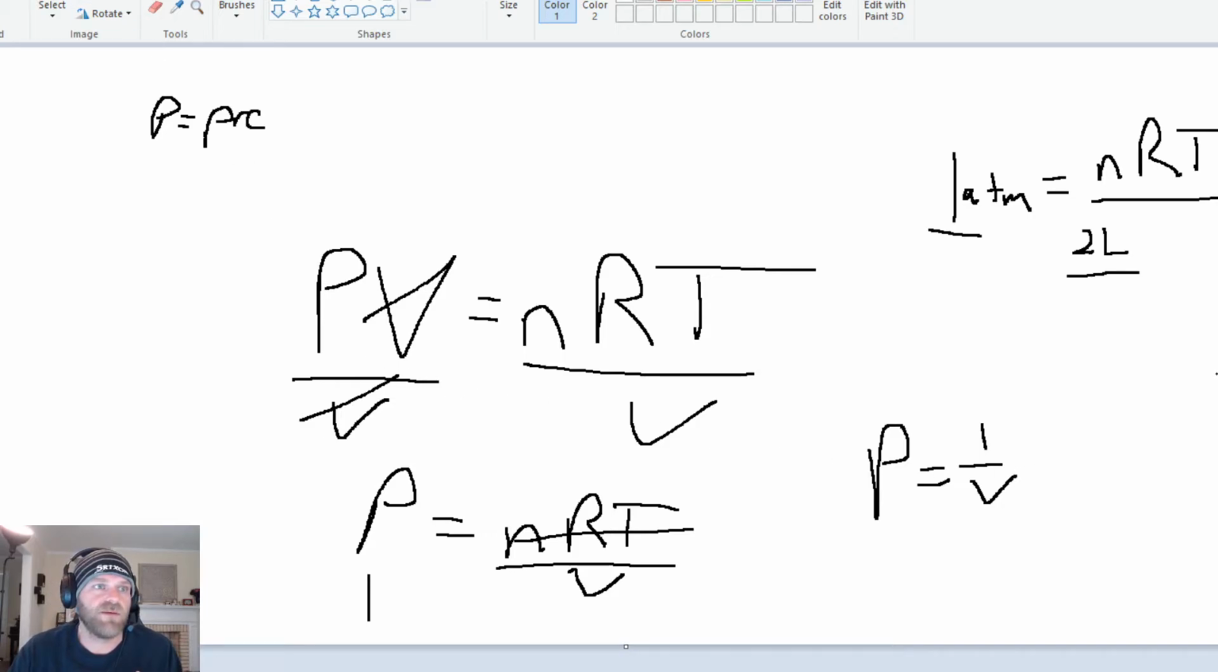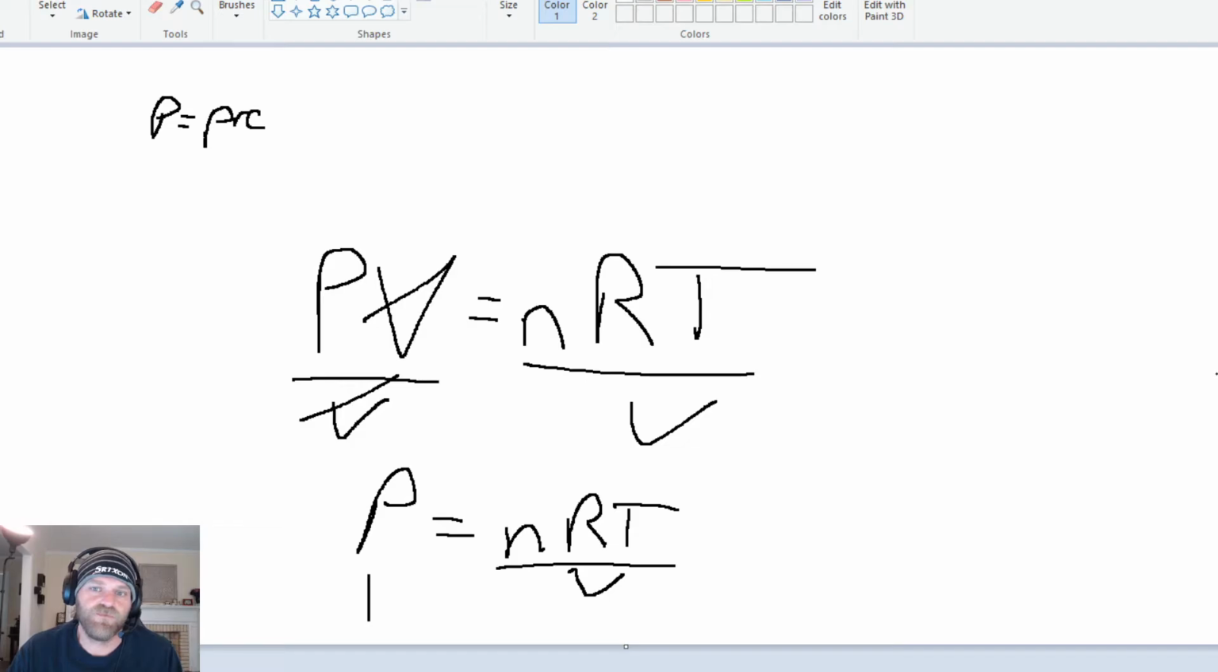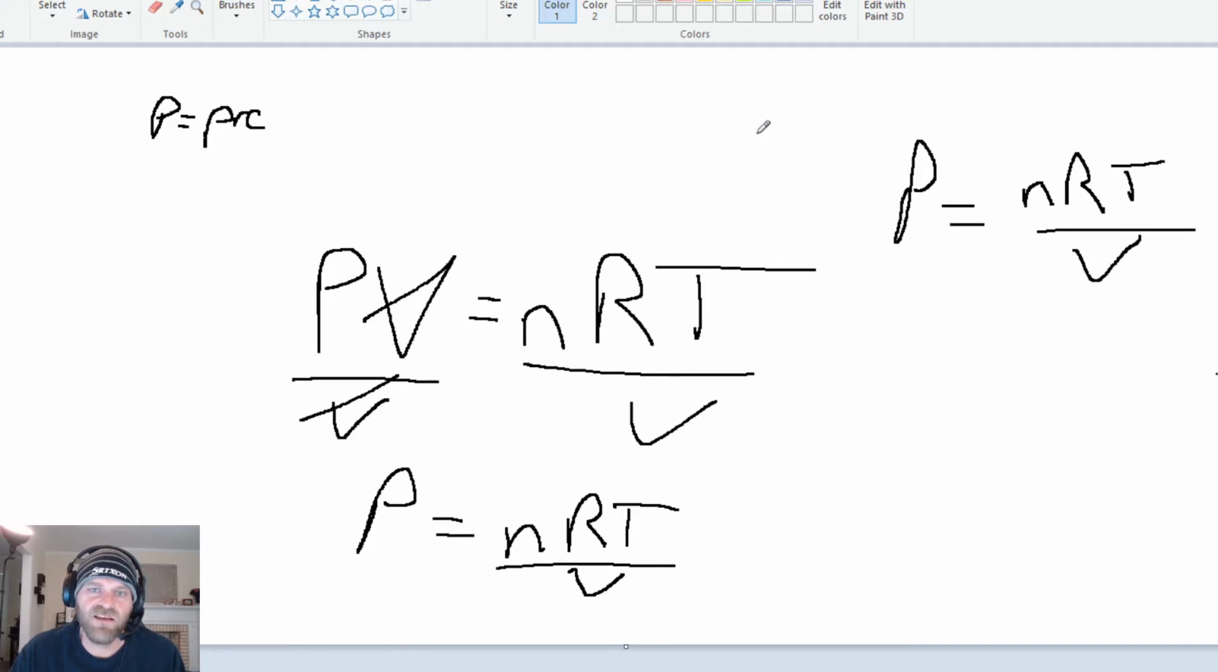Let me back up again. Now let's do temperature. So P, still, let's say still 1 ATM, equals nRT over V. I'm going to replace this T with actual temperature. So let's say 40 Kelvin equals 1 ATM.